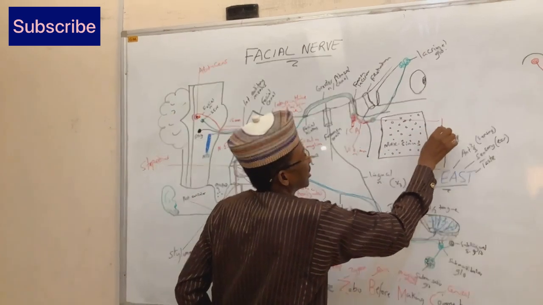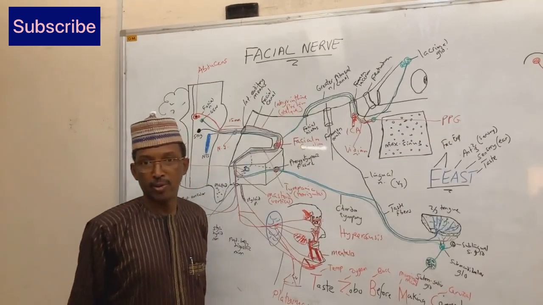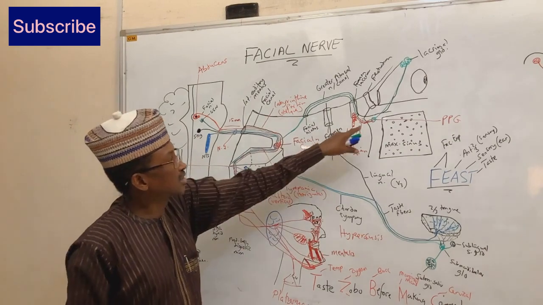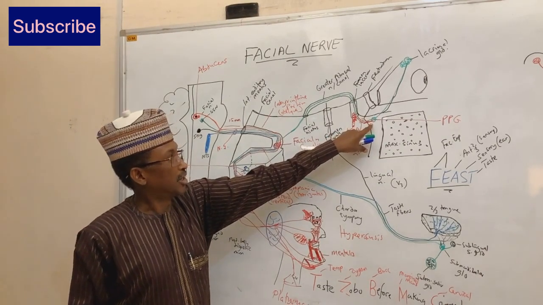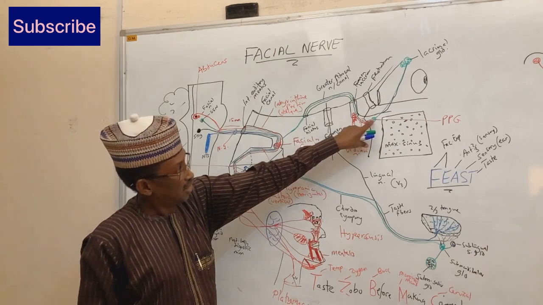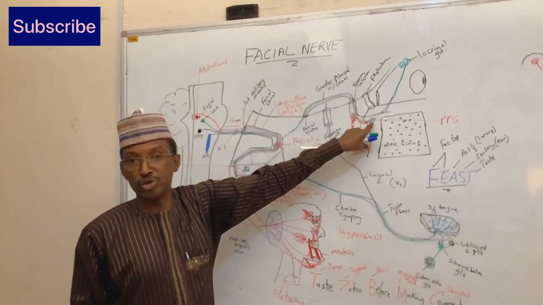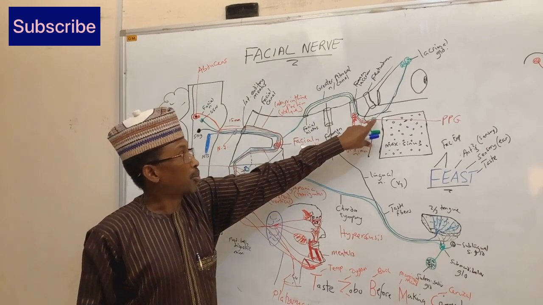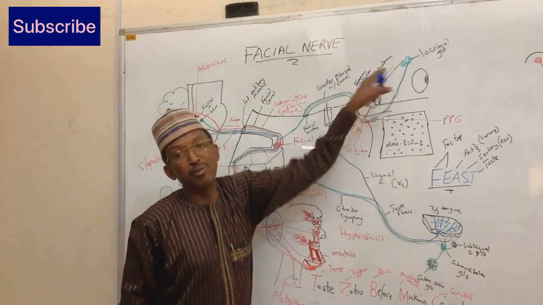So this is the pterygopalatine ganglion, which is parasympathetic. So these preganglionic parasympathetic fibers, together with these sympathetic fibers, the parasympathetic component synapses with the neurons within this ganglion. The postganglionic parasympathetic fibers now go to supply the lacrimal gland.